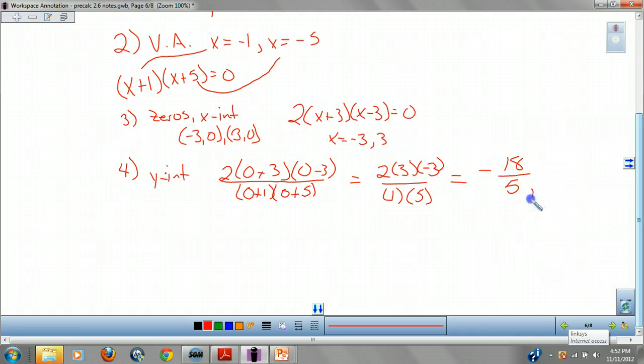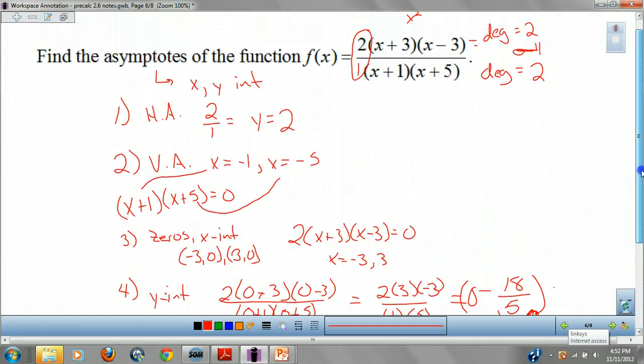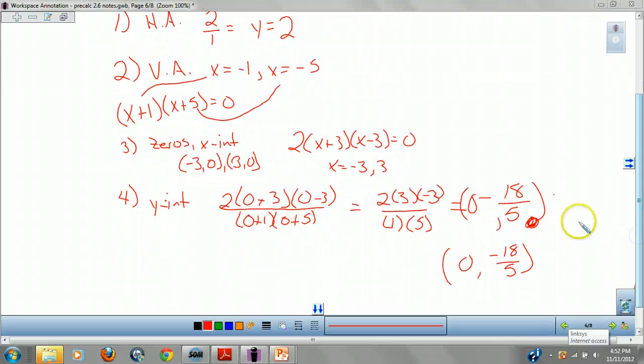Okay, now that's our x, I'm sorry, that is our y, so it's 0, comma that. That's our y-intercept: (0, -18/5). Or if you want to simplify it, that's -3.6. Doesn't really make a difference. Okay, not too bad, not too bad.